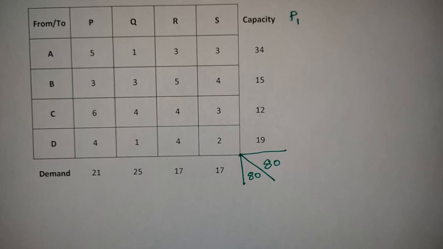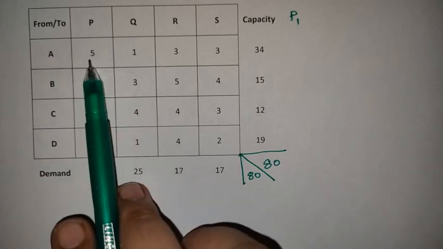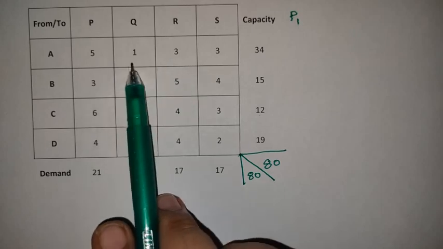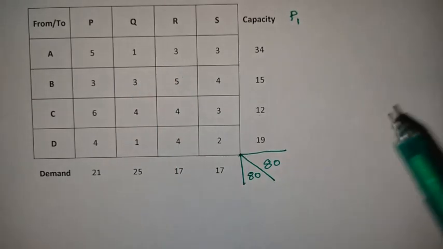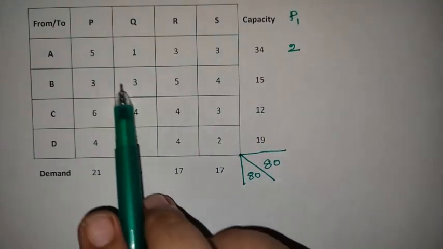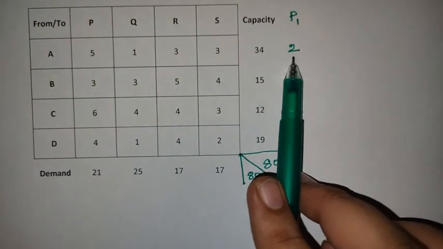Row penalty means the difference between the first two minimal values. So in this row, what are the first two minimal values? 1 and 3. So what is the difference between these two? It is equal to 2. Next, this one is the row penalty for the row A.